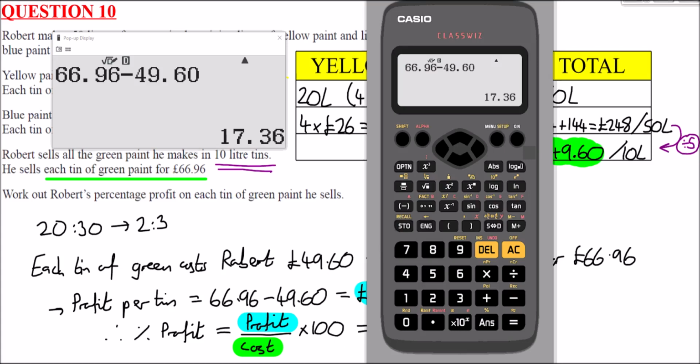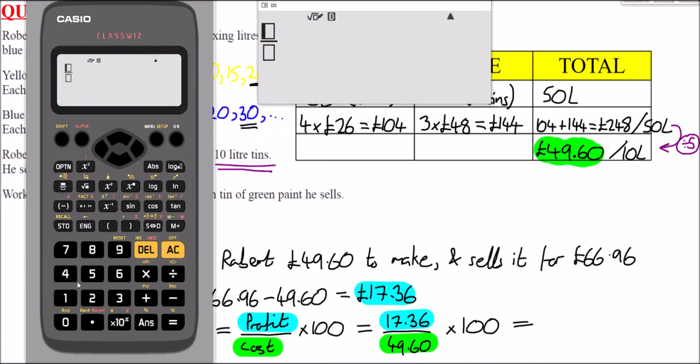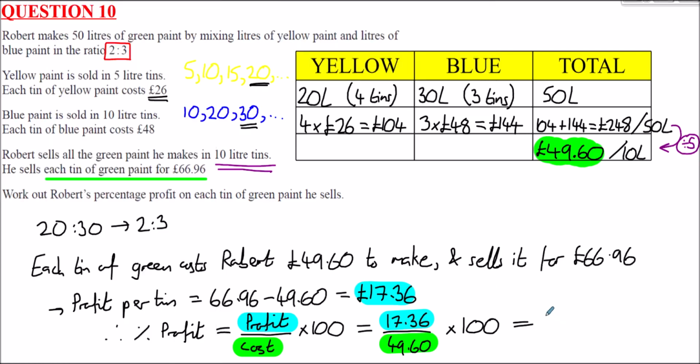So let's see what that gives us. So £17.36 on top, divided by £49.60 on the bottom, and then we're going to multiply that by 100 to convert it into a percentage, and that gives us exactly 35%. So he's making 35% profit each time he makes a sale. So that's not bad going. So well done, Robert. So that's question 10 sorted out. Let's have a look now at number 11.